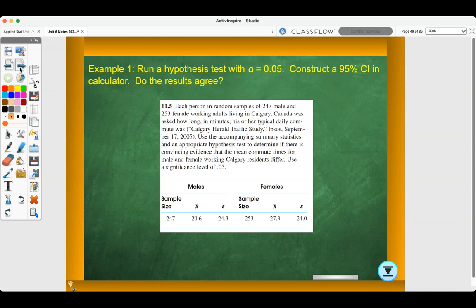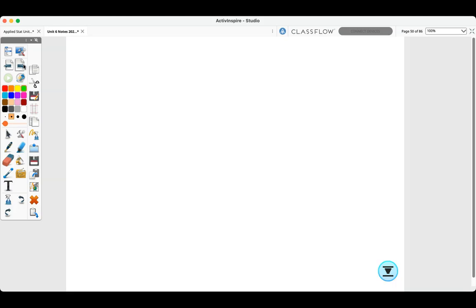Using the accompanying summary statistics and an appropriate hypothesis test, determine if there is convincing evidence that the mean commute times for male and female working residents differ. Use a significance level of 0.05. So we have our statistics for males and females here, and you're going to put in your calculator those statistics and not the data. So we're going to go through and do a complete hypothesis test.